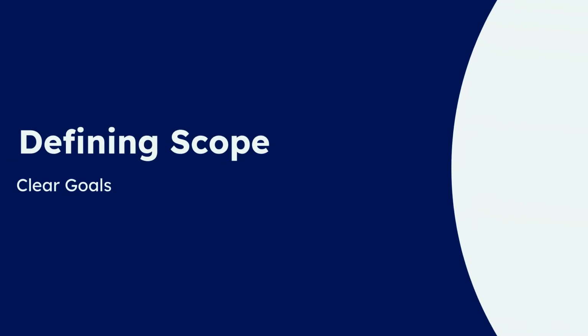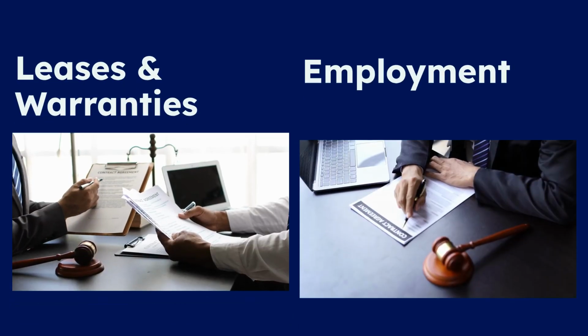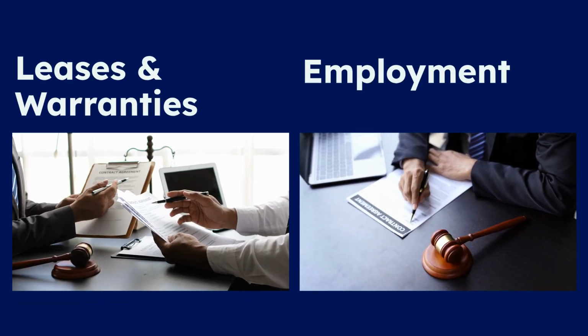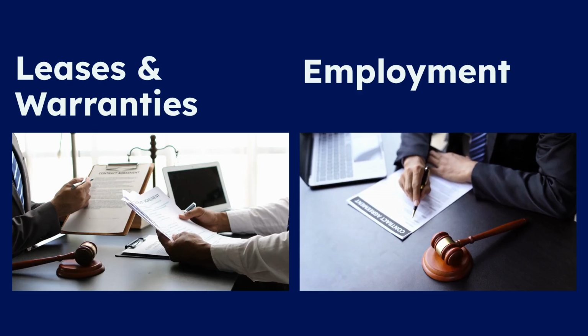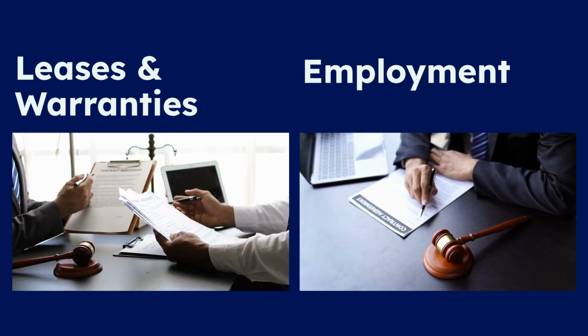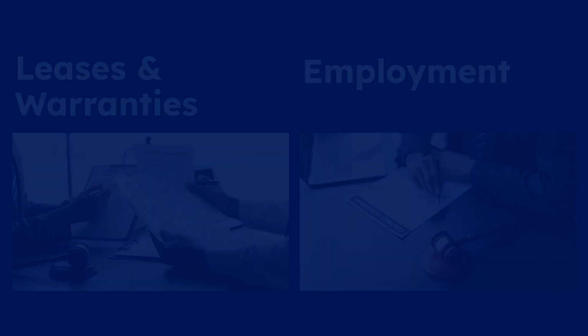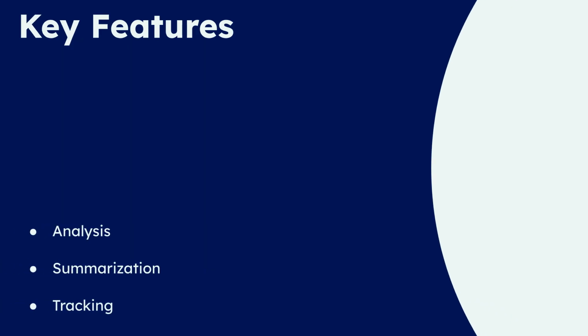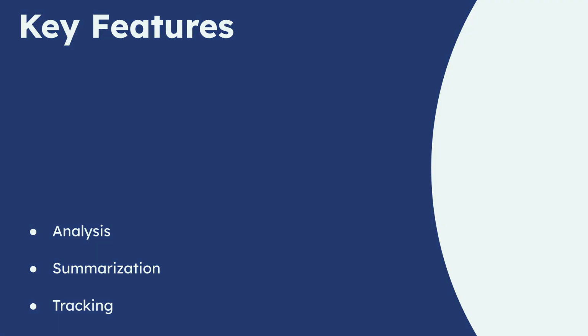First, we need to clearly define the scope and requirements of our assistant, ensuring it meets your specific personal contract management needs. The assistant will focus on core personal contract types like leases and housing agreements, employment contracts, and product warranties, simplifying diverse document handling. Our key features include automated contract analysis, generating easy-to-understand summaries, and proactively tracking critical deadlines.